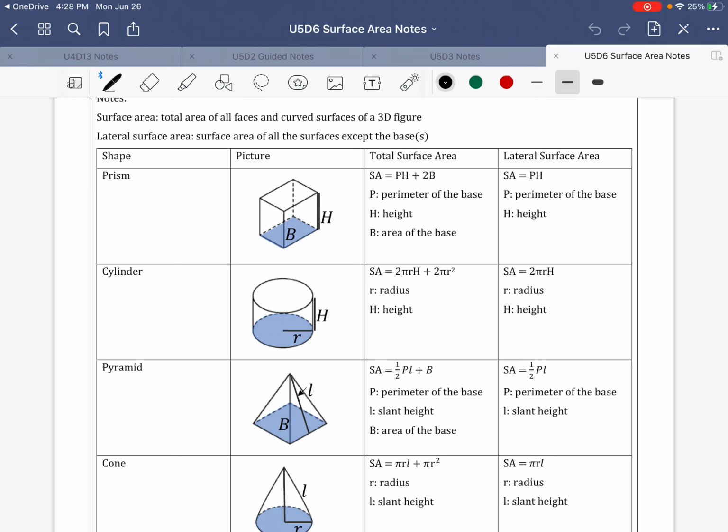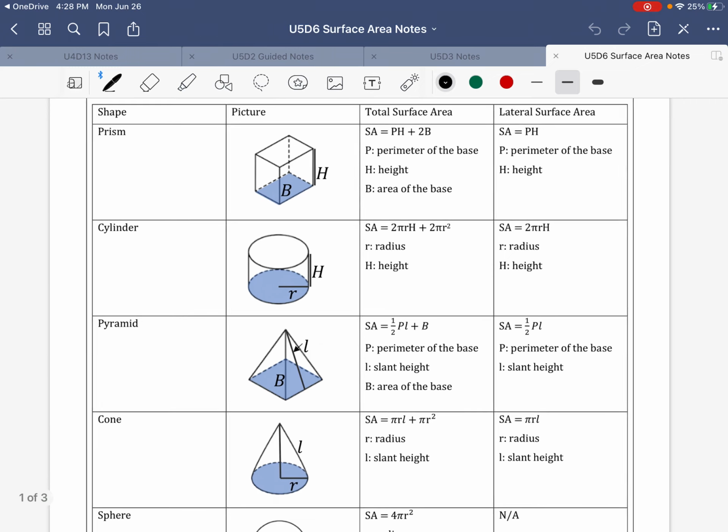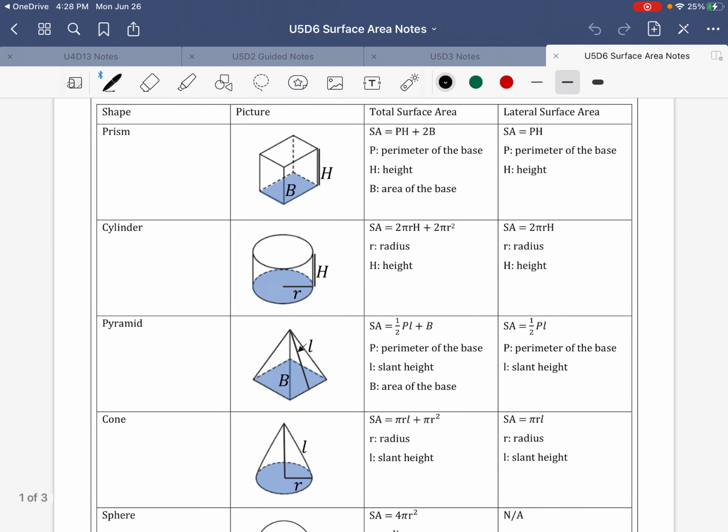Okay, so we have a lot of equations, but luckily we don't have to memorize these equations, all right? You will always have access to an equation sheet, and there's a poster in our classroom that will have the equations as well. What we need to focus on is using the correct equation and entering the correct values so that we can find the surface area.